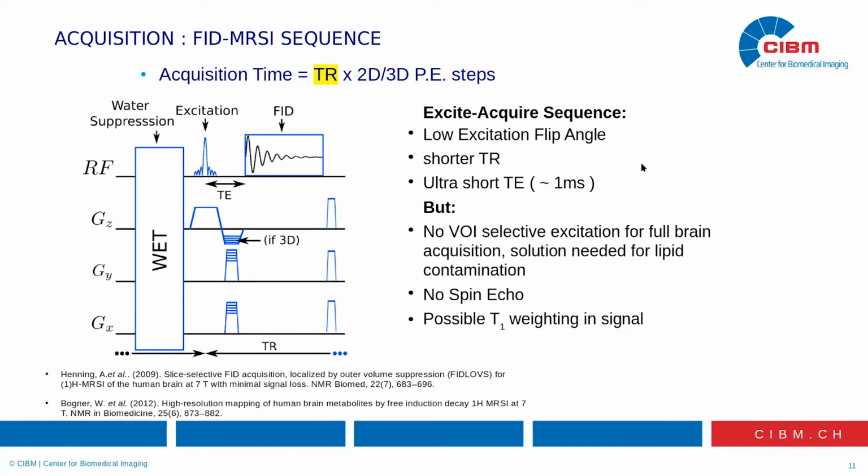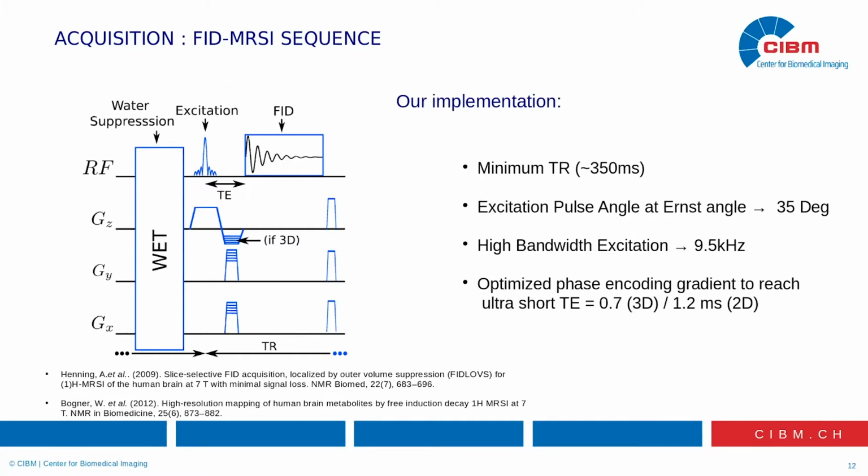So we have the entire slice or the entire slab that is excited, and we have to be careful of the T1 weighting of the signal. If we choose a flip angle that is too high and a TR too short, then we have some T1 weighting in the signal. Our implementation for the results that I'm going to present later is to minimize the TR to 500 milliseconds and to put an excitation pulse that is set to the Ernst flip angle of 35 degrees.